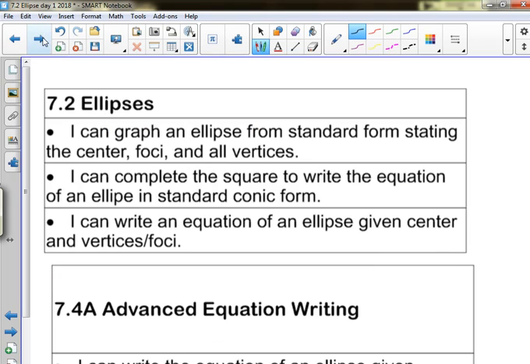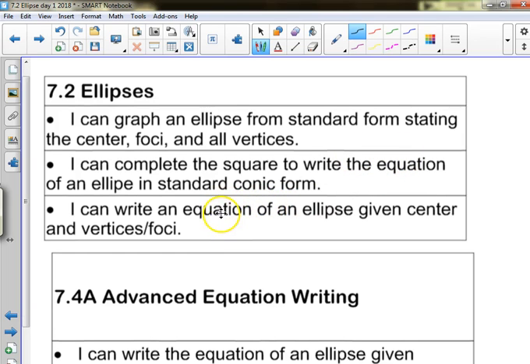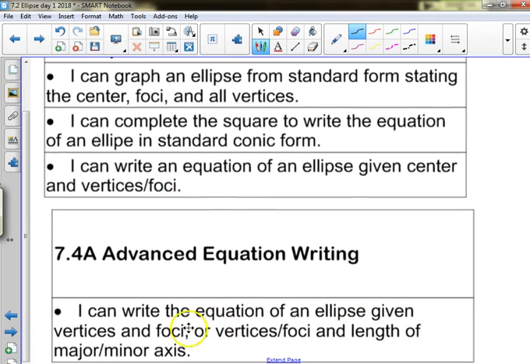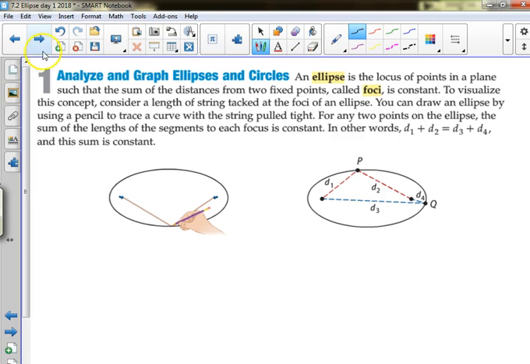All right, today we're going to talk about ellipses. We're going to have to be able to graph them and find the center, foci, and vertices, which it calls vertices and co-vertices. Okay, I can complete the square to find the standard conic form, and I can write an equation given center, vertices, foci. Eventually, you're going to have to write an equation given length of major minor axes or endpoints of major and minor axes. All right, what is an ellipse?